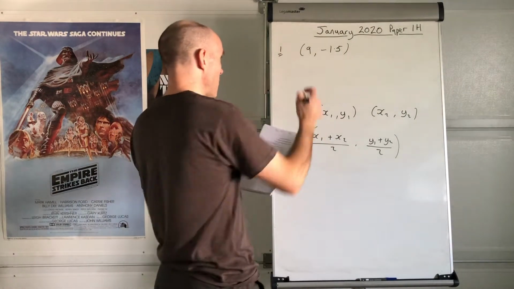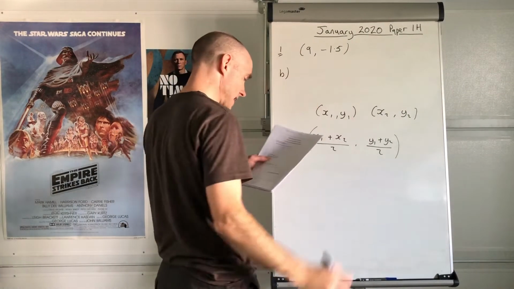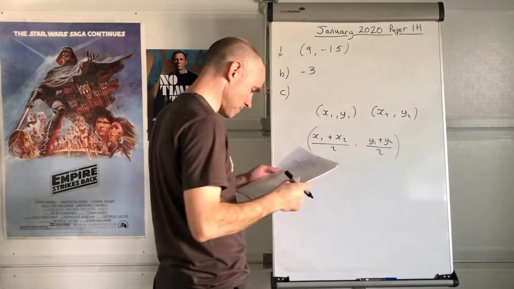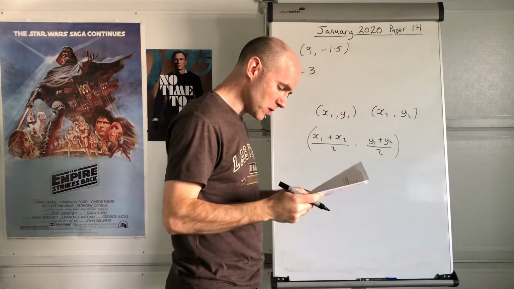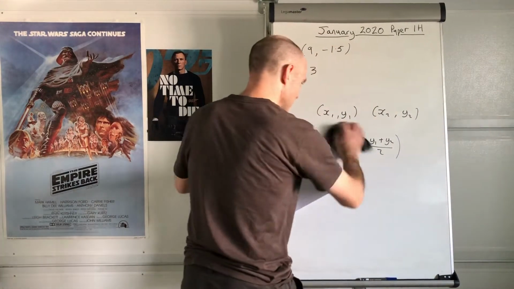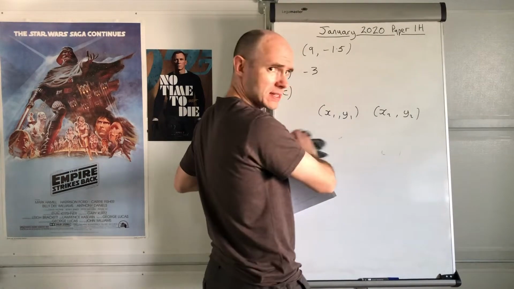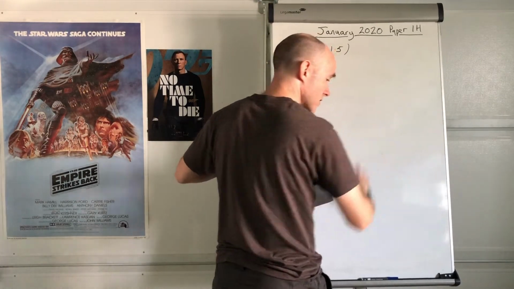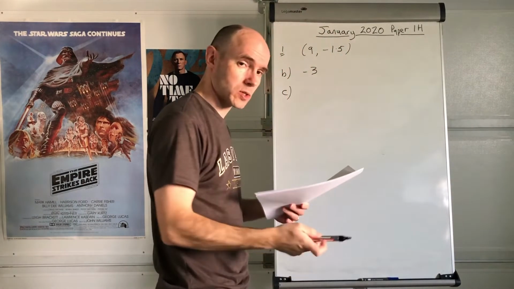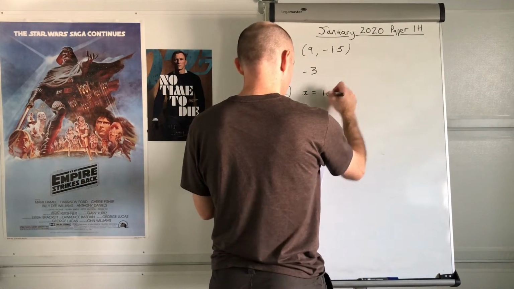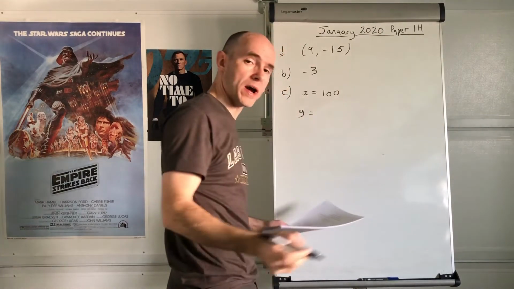All right, part B. Write down the gradient, should be simple enough, negative 3. And part C, does the point with coordinates 100, negative 302 lie on L? Obviously, you've got to give an answer, as in yes or no, and you've got to give a reason as well. Okay. The best thing to do is to substitute in the x coordinate and see what happens. So you've got x is 100.